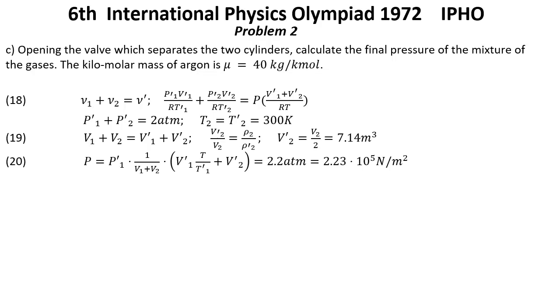We have pressure equal P prime 1 multiplied by 1 over V1 plus V2 multiplied by V prime 1 by T over T prime 1 plus V prime 2, which is 2.2 atmospheres or 2.23 multiplied by 10 power 5 Newton per square meter. So that was the solution for question C.